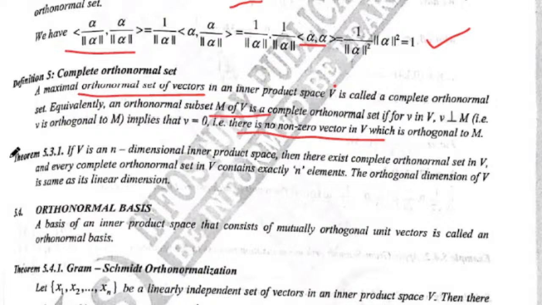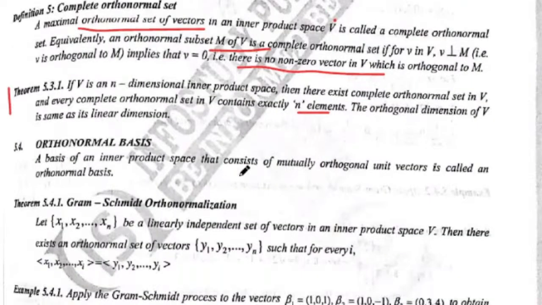Next, this is an important theorem. Here, if V is an n-dimensional inner product space, then there exists a complete orthonormal set in V, and every complete orthonormal set has n elements. The orthogonal dimension of V is the same as its linear dimension. Next, orthonormal basis.